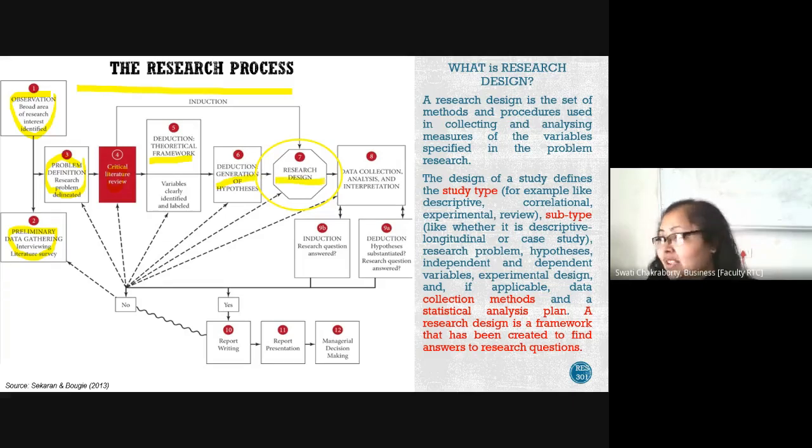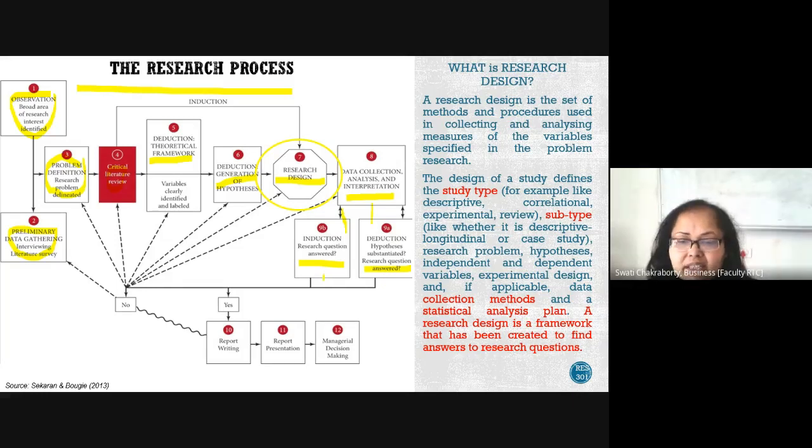And once the hypothesis is done, then you come up with your research design. You design it, and based on that, the data collection, analysis, and interpretation comes. We interpret it either through induction or deduction. Induction is where we ask whether the research question is answered, whereas deduction asks whether the hypothesis is substantiated as well as whether the research question is answered.